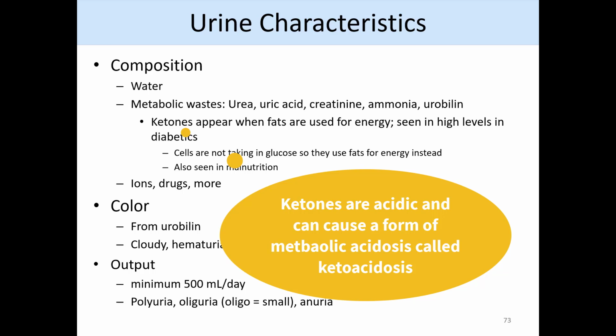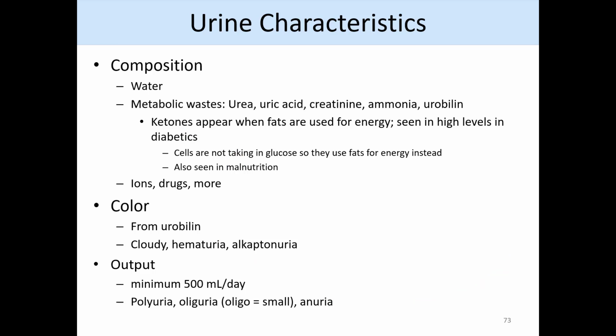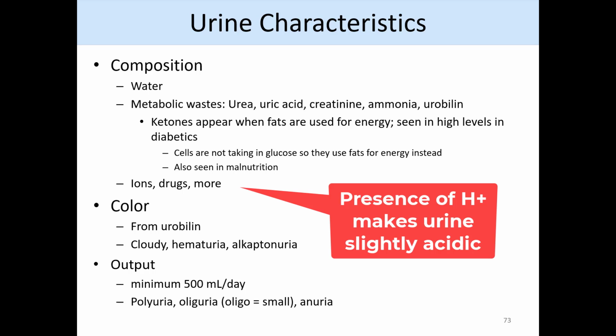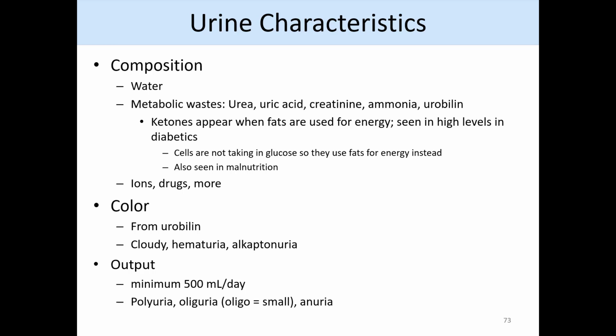During diabetes, the cells are not taking in glucose, so they have to use fats for energy instead, and that produces the ketone bodies. When someone is consuming a low carbohydrate diet, they are also not taking in glucose, so they have to use fats for energy instead. Ketone bodies are also seen in urine during malnutrition, and this is basically because the body is using whatever sources it can in order to produce energy, and a lot of times that's going to be fat. Other things found in urine include various ions, like chloride ions, potassium ions, and hydrogen ions, drugs, and more.